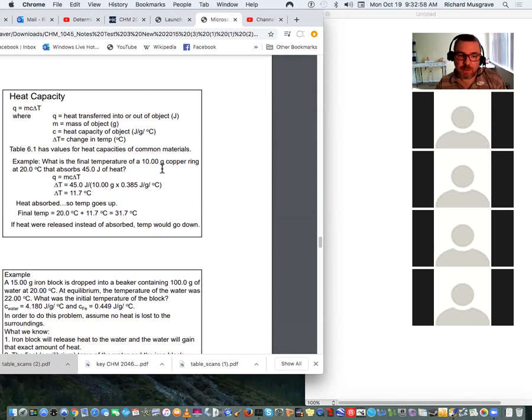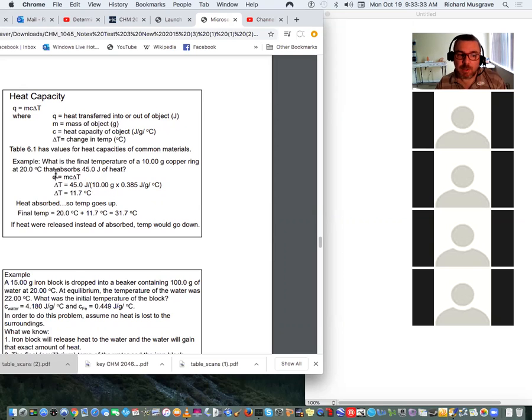It says, what is the final temperature of a 10.00 gram copper ring at 20.0 degrees Celsius that absorbs 45.0 joules of heat? The key word in this question is absorbs. And really, there's 2 words you'll be looking for in these kinds of problems: the word absorbs or the word releases. Now, absorbs means that it takes in energy. Anything that absorbs energy is going to go up in temperature. Anything that releases energy is going to go down in temperature. And I think that makes a lot of sense.